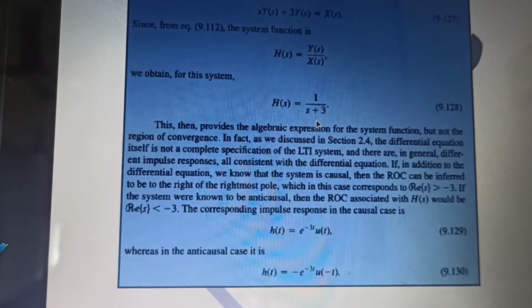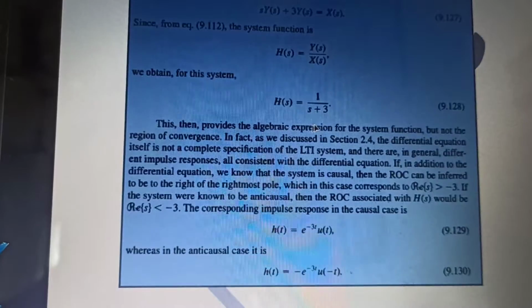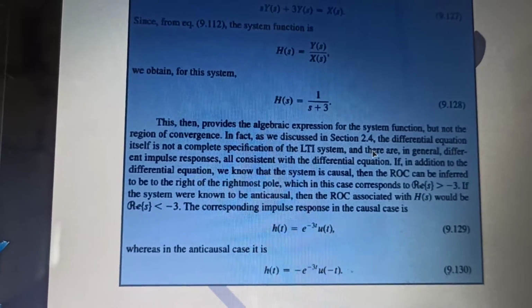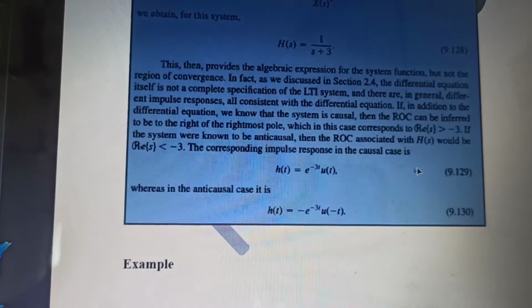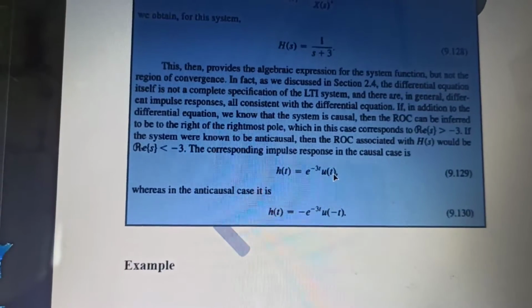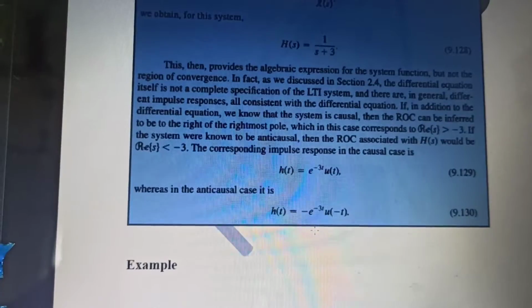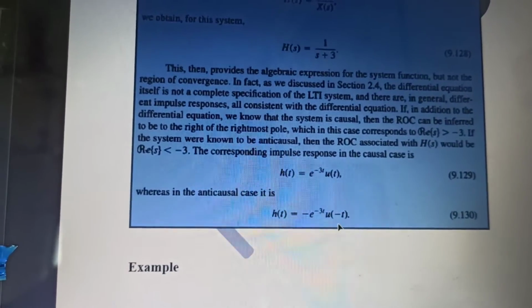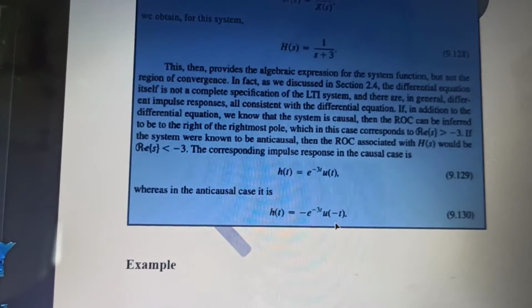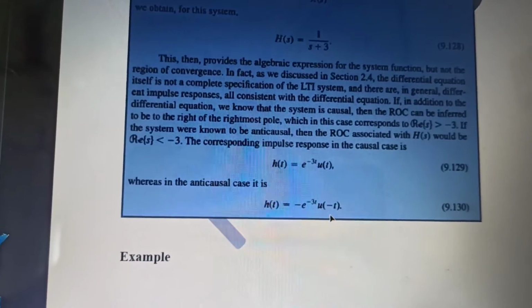And if the system is anti-causal, then the real part of s will be less than -3. So the response for the causal system is e to the power -3t u(t), while that for the anti-causal system will be minus e to the power -3t u(-t). Why is it anti-causal? Because now it is totally on the left hand side. That's why it is an anti-causal system. Okay.